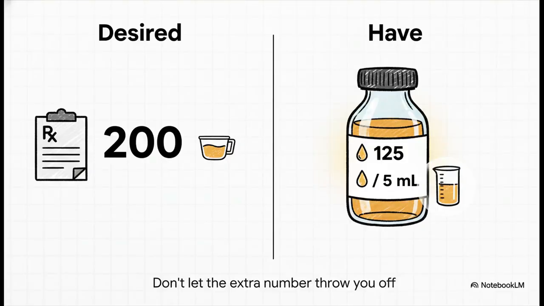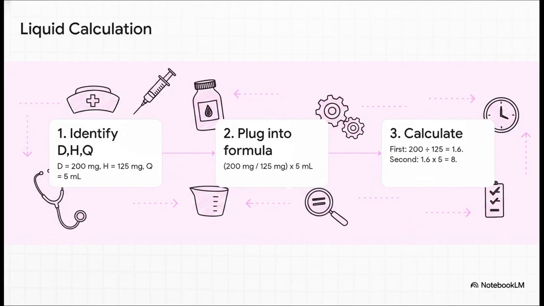Okay, let's level up, but just a tiny bit. This time with a liquid medication. The order is for Dilantin, 200 milligrams. You look at the bottle in your hand and it says the supply is 125 milligrams per 5 milliliters. Now don't let that extra number throw you off. We're just going to follow our recipe. It always works. So desired is 200 milligrams, have is 125 milligrams. Now here's the key, the quantity. What form does that 125 milligrams come in? It comes in 5 milliliters of liquid. So 5 is our Q.